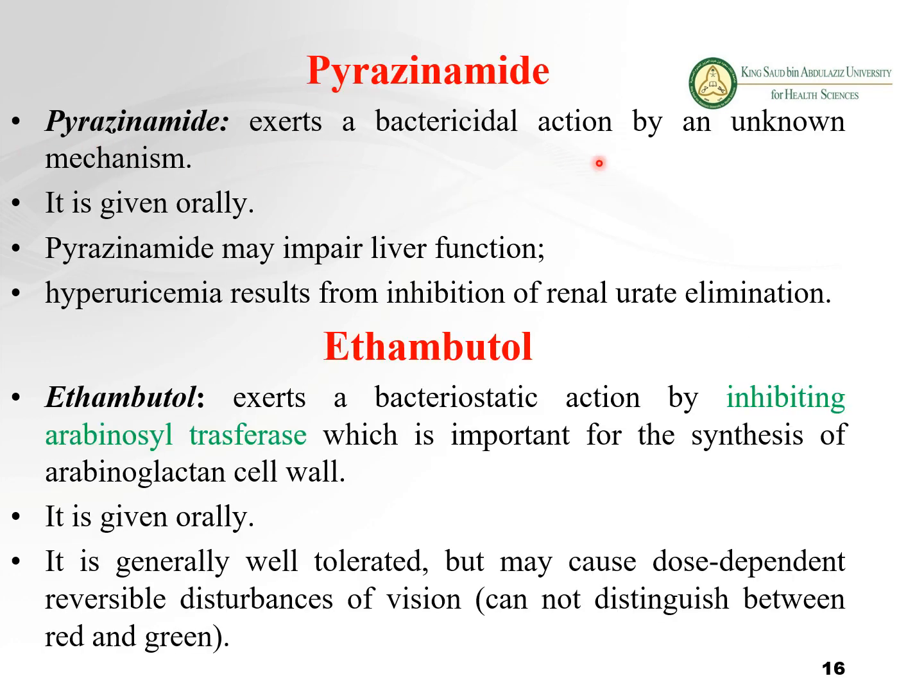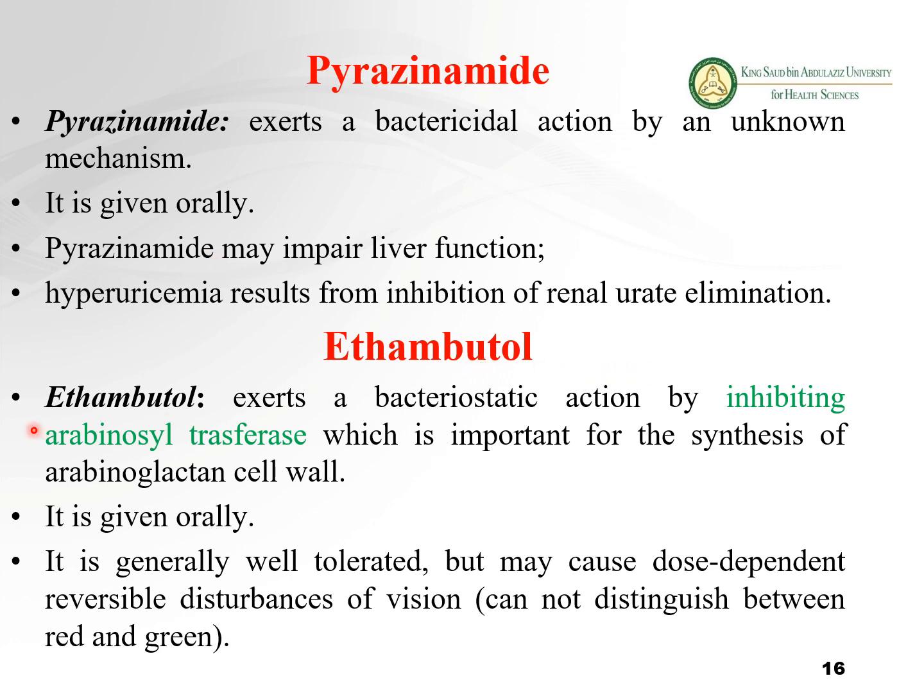Pyrazinamide exerts its bactericidal action. The mechanism of action is not clearly understood yet. It is given orally, and it can impair liver function, and it can decrease renal urate elimination. That way it will lead to hyperuricemia, an increased level of uric acid within the blood, and can lead to gout.